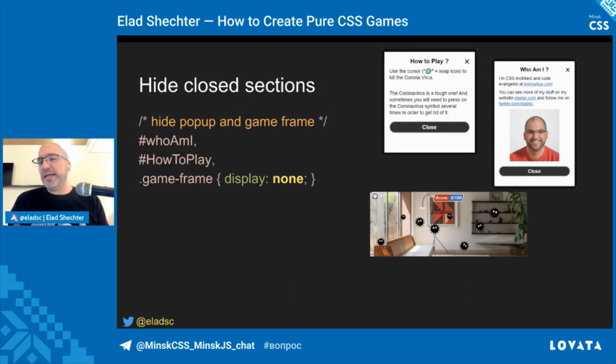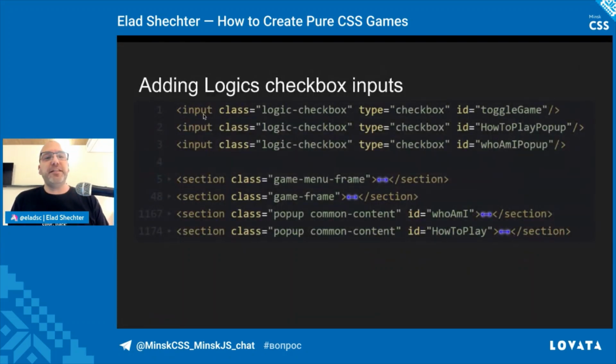And now I need to create some flags that will tell me if something is open or closed. How can I create flags without using any JavaScript? If you are thinking about input with the type of checkbox, they are like flags. Unchecked, false. Checked, true. And this is exactly what I'm adding in the beginning of the HTML document. I'm adding 3 different checkboxes, and every one of them needs to do a different operation. Every one of them has its own ID name.